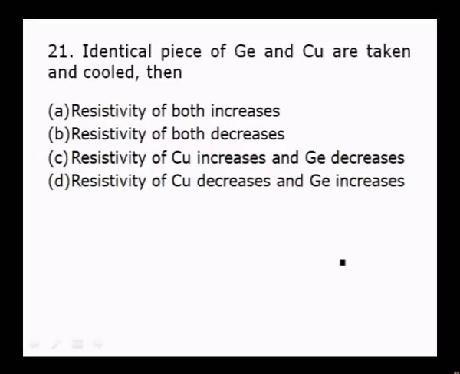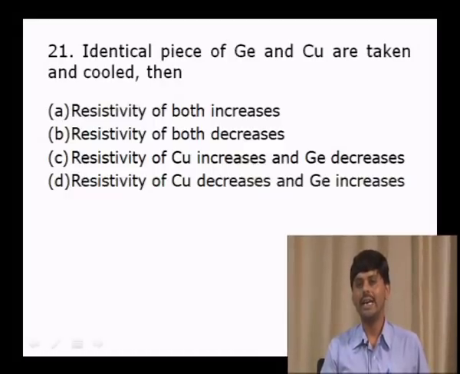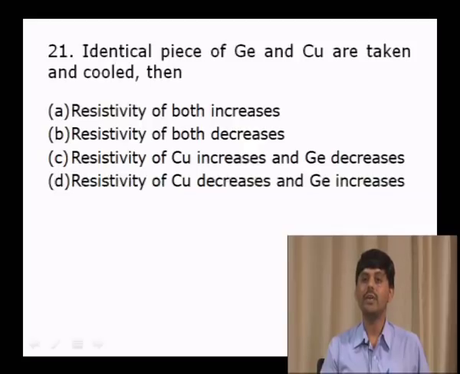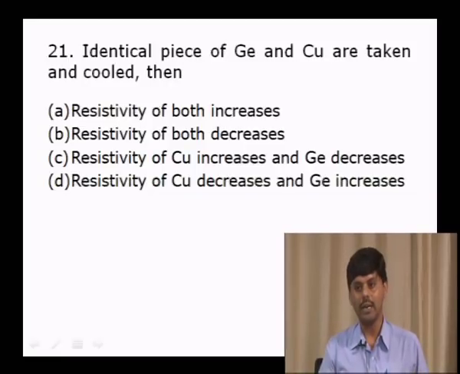Question number 21. Identical pieces of germanium and copper are taken and cooled. Option A, resistivity of both increases; B, resistivity of both decreases; C, resistivity of copper increases and germanium decreases; D, resistivity of copper decreases and germanium increases. Okay, first we know the basic concept. Already we discussed the variation of resistance with temperature for metals, alloys and semiconductors. For metals and alloys, when temperature increases, resistivity also increases. But in the case of a semiconductor, when we increase the temperature, resistivity decreases.